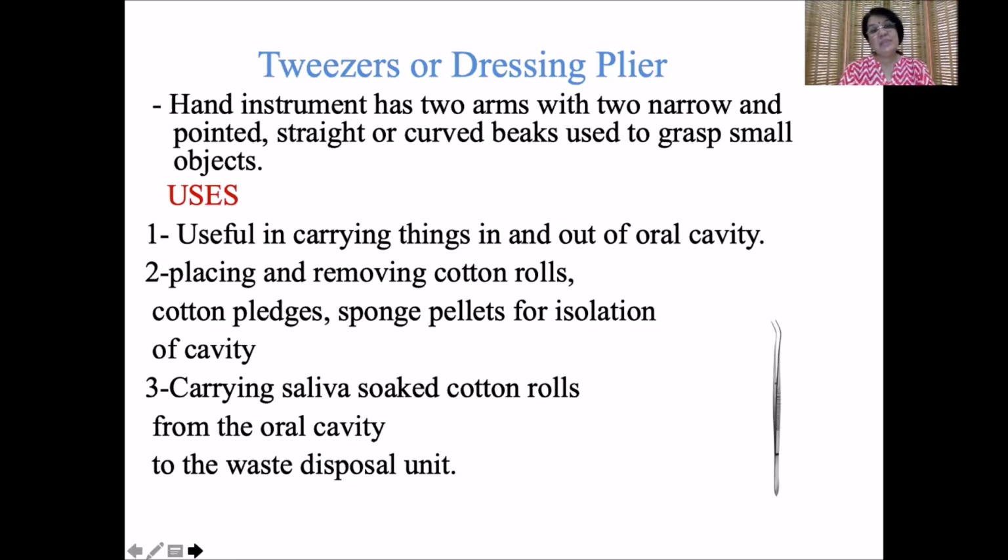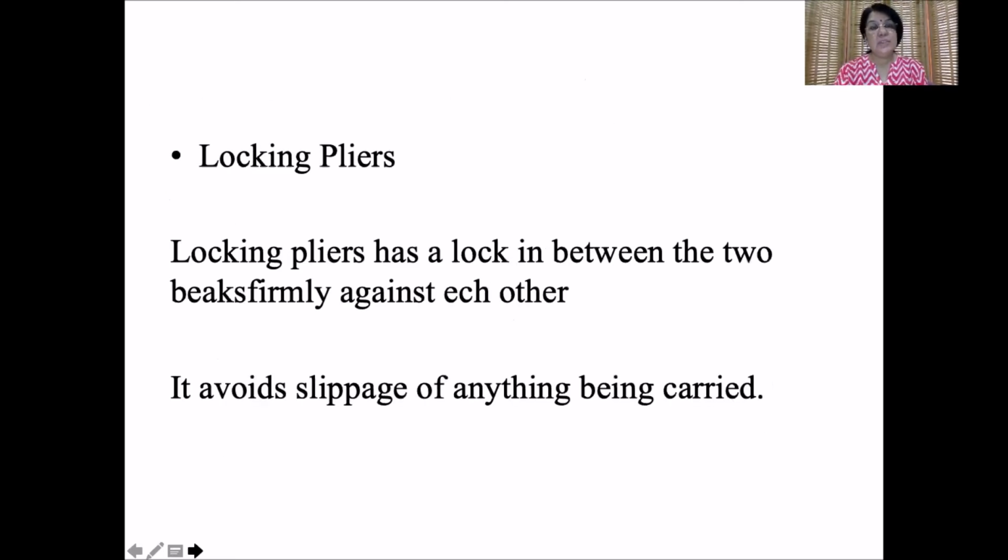You have placed the cotton rolls in the patient's mouth. Then you've finished your work, the cotton gets wet with saliva. You have to remove that cotton roll from the patient's mouth and dispose of it. So for that also you require a tweezer.